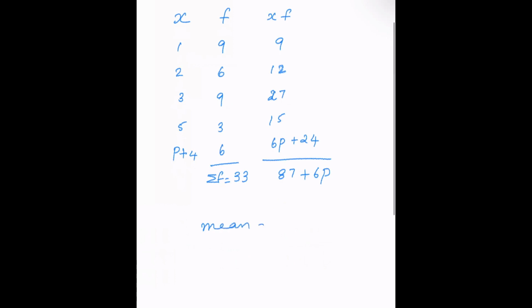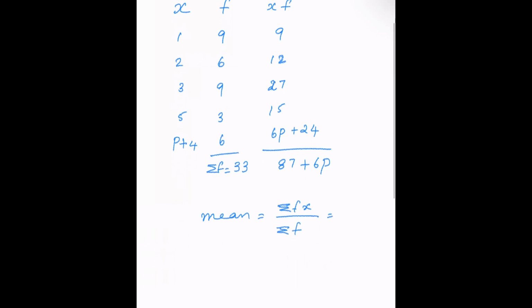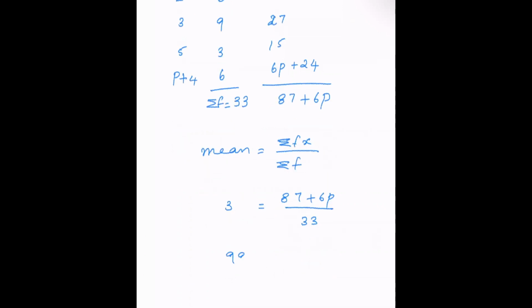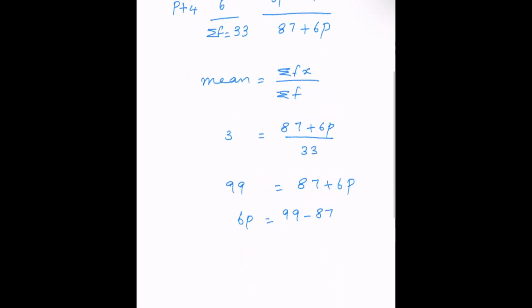So mean is sigma fx divided by sigma f. 3 is equal to 87 plus 6p divided by 33. 33 into 3 is 99. 99 equal to 87 plus 6p. So 6p is 99 minus 87. So 6p would be 12, I believe. P is 2.